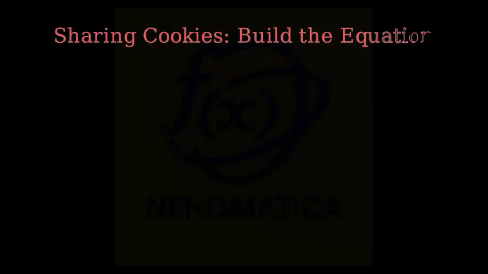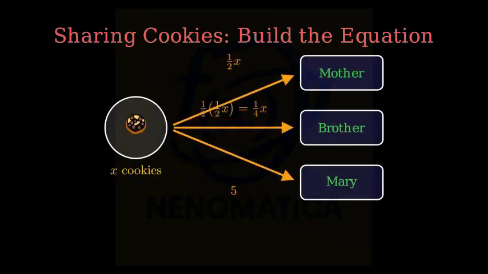Example. From the number of biscuits Mary had, she gave half to her mother and half of the remainder to her brother. 5 biscuits remained for herself. Find the original number of biscuits. Let's visualize the situation first, then translate it into an equation. Translating the diagram to algebra gives the total on the left equals the sum of all parts on the right.